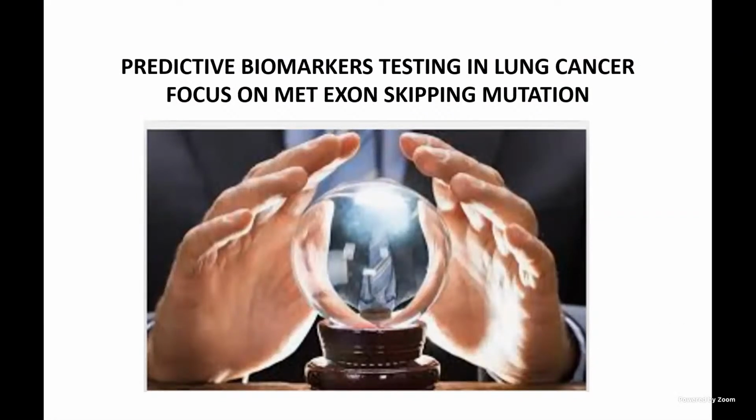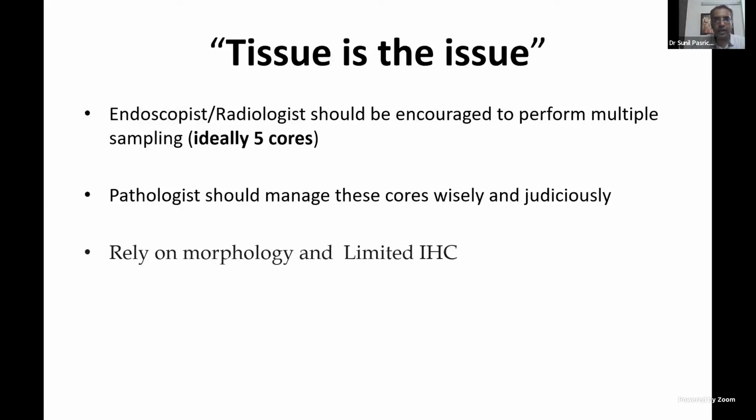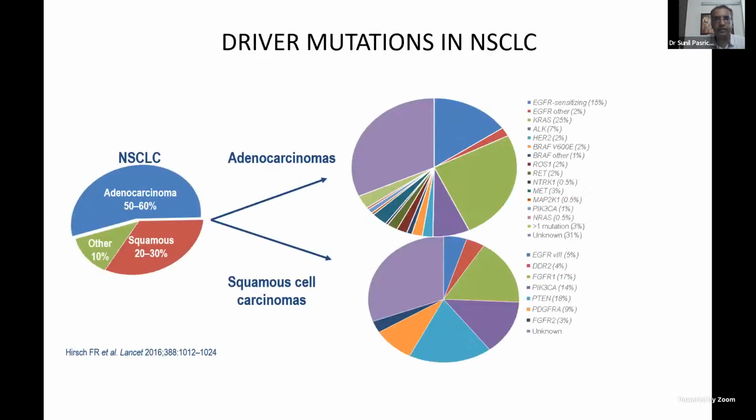Yes, sir. Okay, so I'll be talking about predictive biomarker testing in lung cancer with a focus on MET exon skipping mutation. I will cover the MET exon skipping mutation in detail as compared to the other biomarkers. Tissue is the issue, and the endoscopist and radiologist should be encouraged to perform multiple sampling, ideally 5 cores, and pathologists should manage these cores wisely and judiciously. One has to rely on the morphology and limited IHC and save the tissue for molecular analysis.